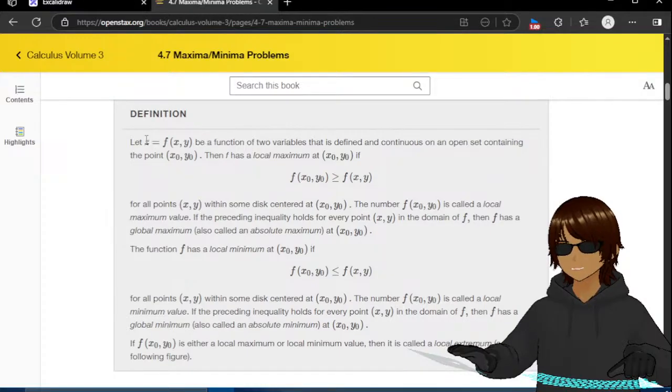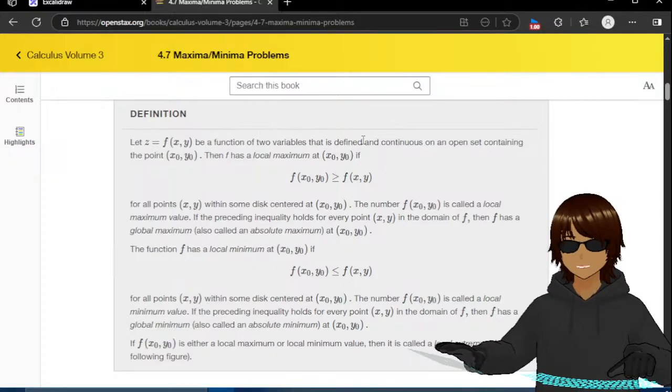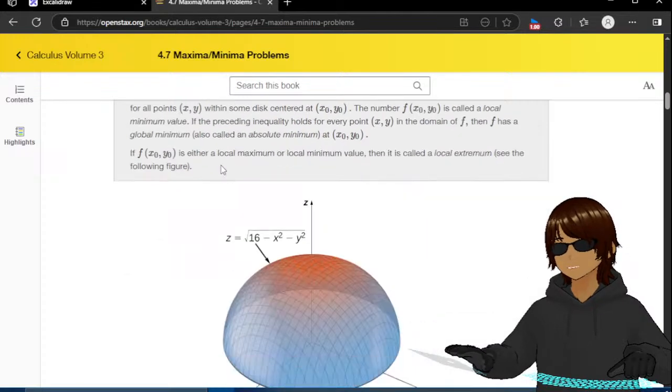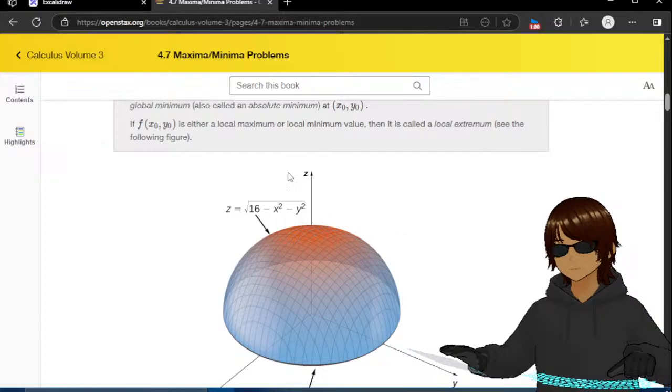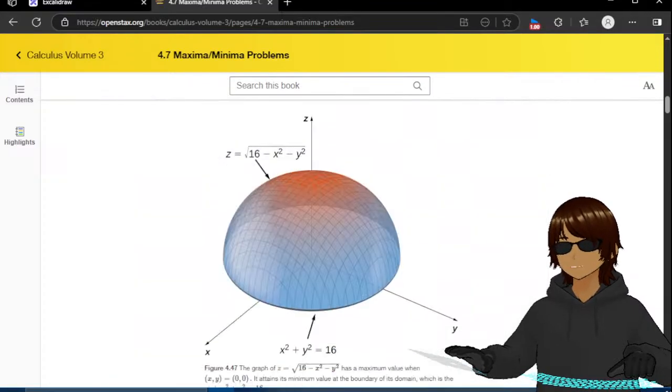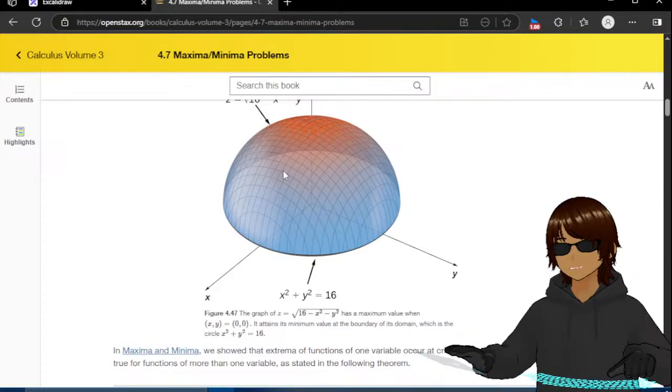Okay, so let's see. Let z equal f of x and y be a function of two variables that is defined and continuous on an open set interval. F has a local maximum at x naught y naught if f of x naught y naught is greater than or equal to all the f of x y values in that open disk. So I guess over here on this point somewhere would be a local maximum, and the local minimum would be the entire boundary of this.